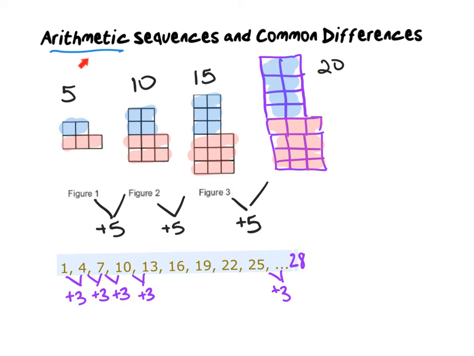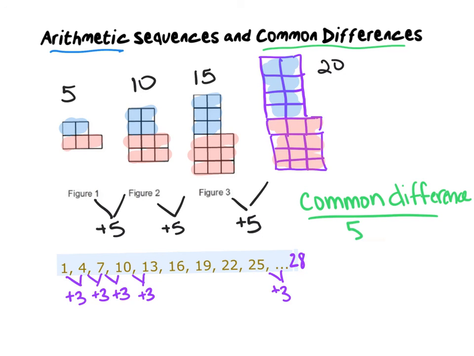And again, this word arithmetic means to count or to add or to subtract, because that's what adding and counting is. So when we talk about this, then, the value that it's increasing by every time is called a common difference. It's called a common difference. So we have our common difference here. Our common difference for this first figure is equal to just 5.